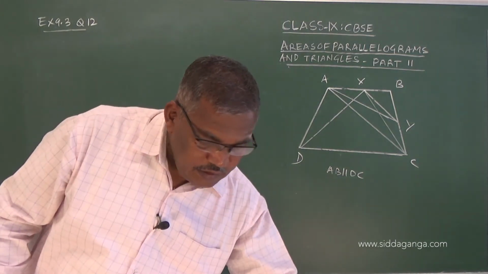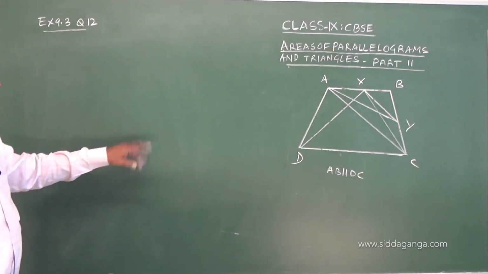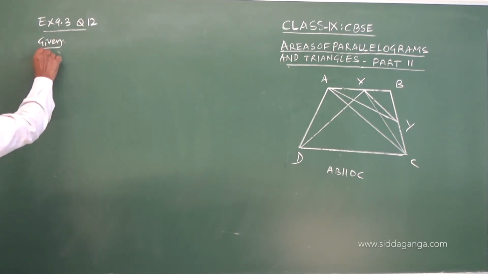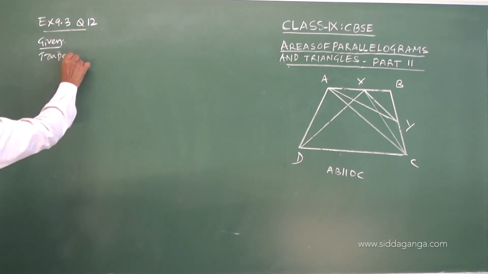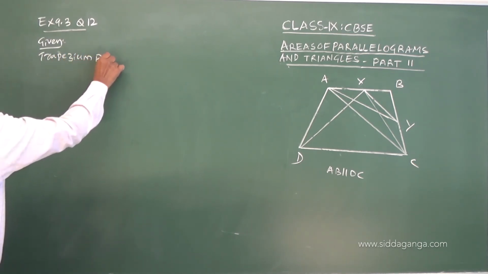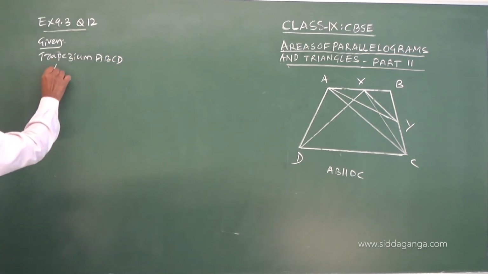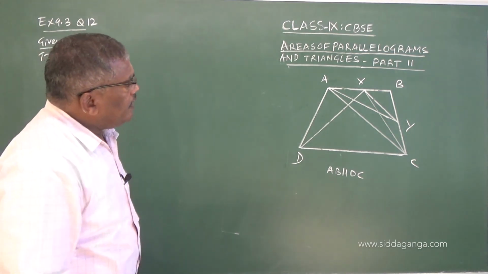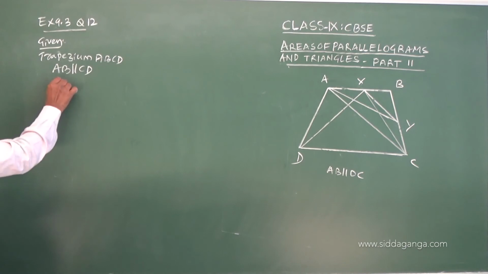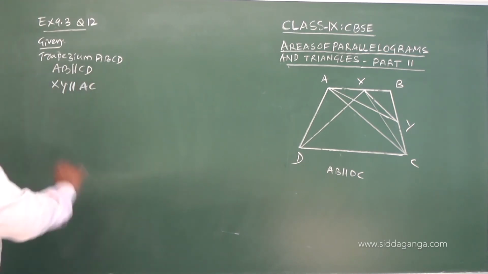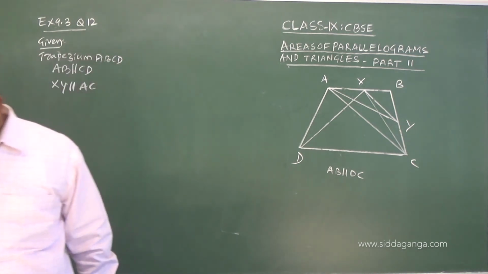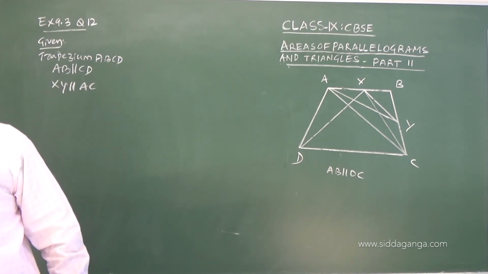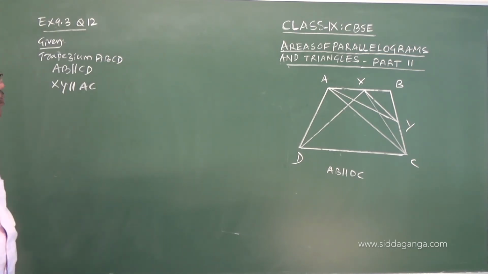So, carefully let us list the given. Given data: trapezium ABCD, where AB parallel to CD. So, in the given diagram, XY is parallel to AC. XY is parallel to AC. So, construction.